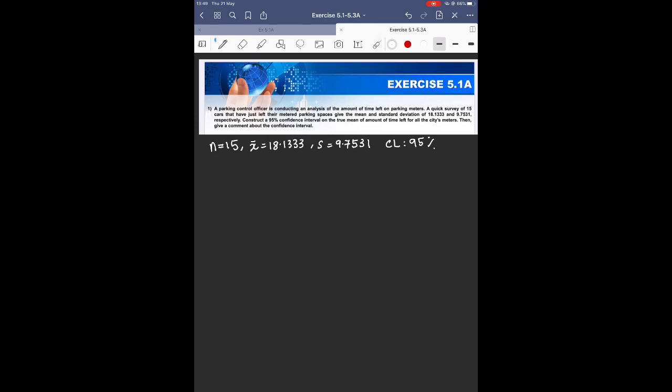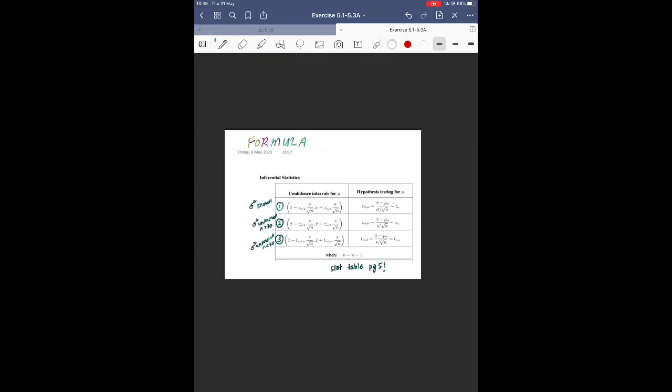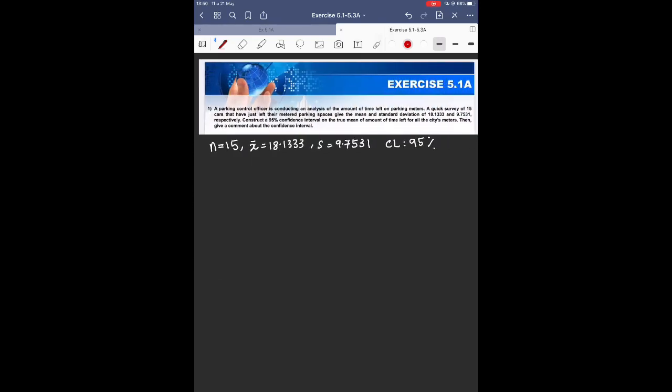Okay, so which formula did we want to use? We have the x bar, we have the s. So n equals 15. Sigma is unknown. n is less than 30. So third formula. The third formula is x bar plus minus t alpha over 2, nu, s over square root n.